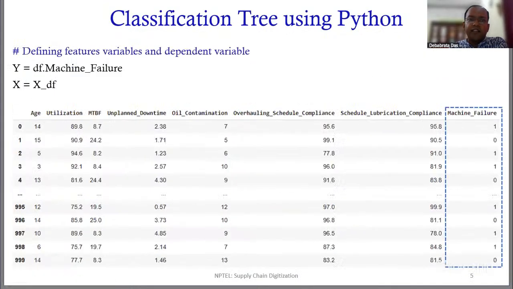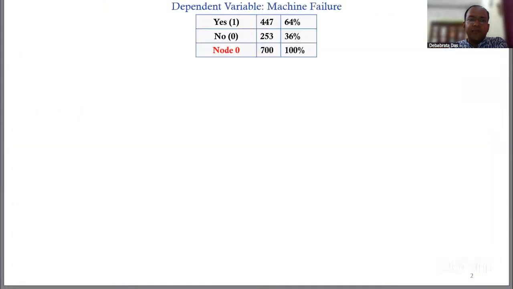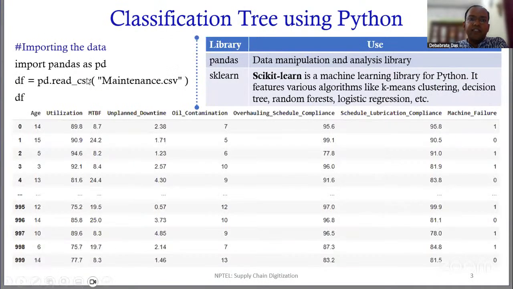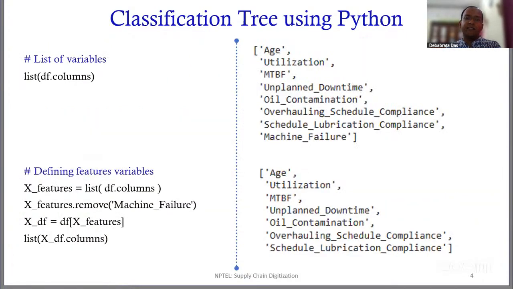So in Python, let us see from the first. This is the data set. It's already been shared with you, maintenance.csv, and it has 1000 observations. First thing we did, this is the list of variables. I can see all 7 variables.